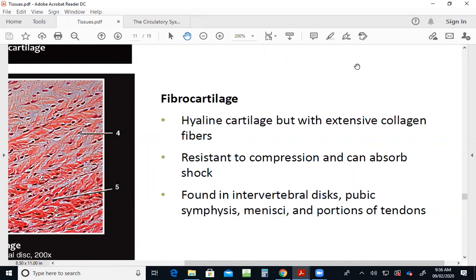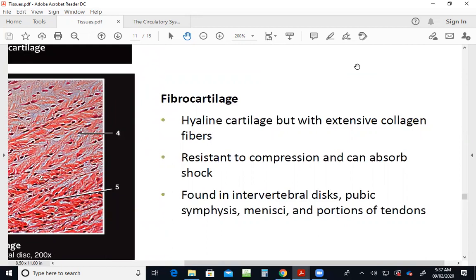Our last form of cartilage is called fibrocartilage, which is like hyaline, but with more extensive collagen fibers, making it resistant to compression and able to absorb shock. This is what's found between our vertebrae, called intervertebral discs.